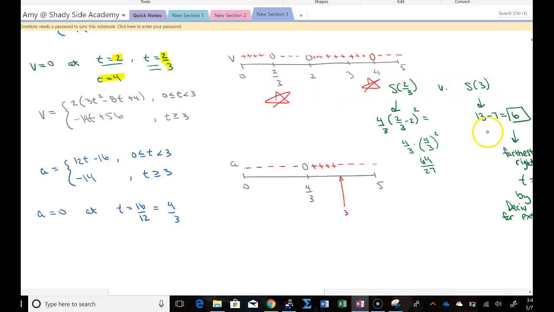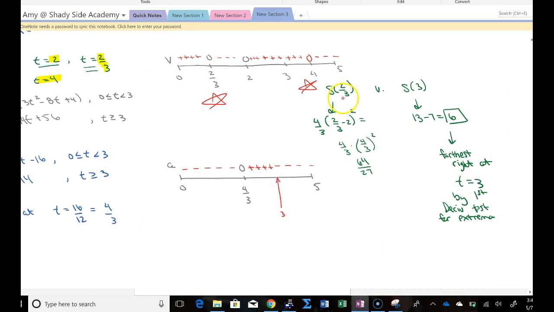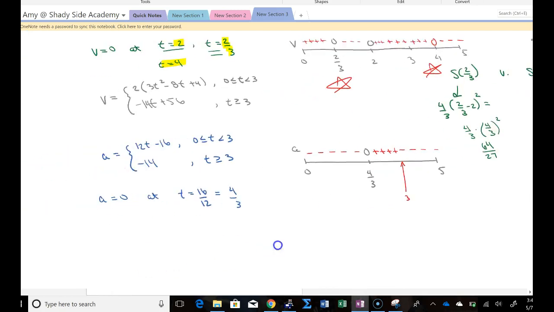So this is my error that I caught early on. I have to compare position at 2/3 with position at 4. When you go ahead and find position, compare those two numbers, which I know that you can do, and then you're going to say what your final conclusion is. The particle is farthest to the right at whatever time has a larger position, and this is the first derivative test for extrema.